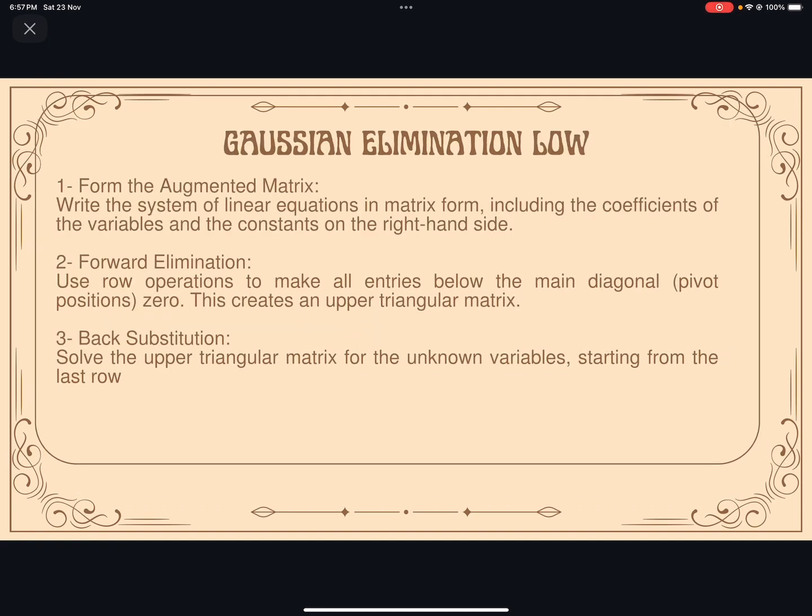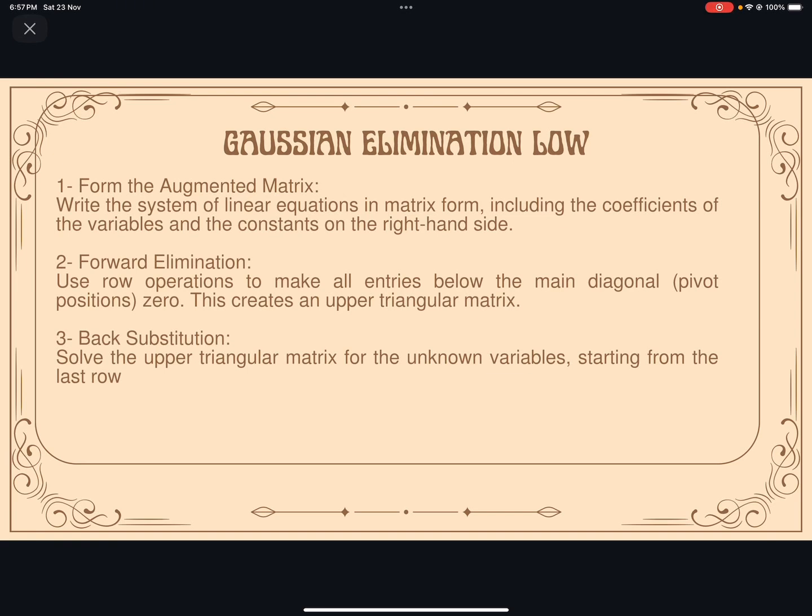So, moving on to the Gaussian elimination law. Gaussian elimination law is divided into three concepts. The first one is to convert the matrix into the augmented matrix form, which is to write the system of linear equations in matrix form, including the coefficients of the variables and the constant on the right hand side. And after that, solve the system by forward elimination or back substitution.